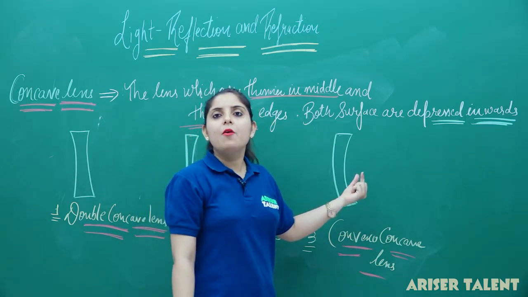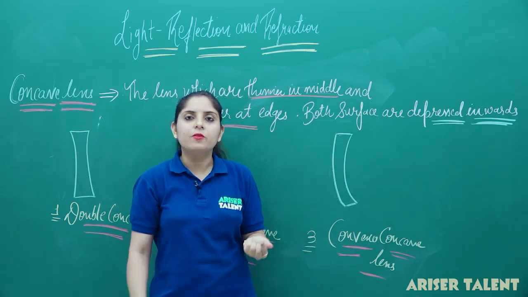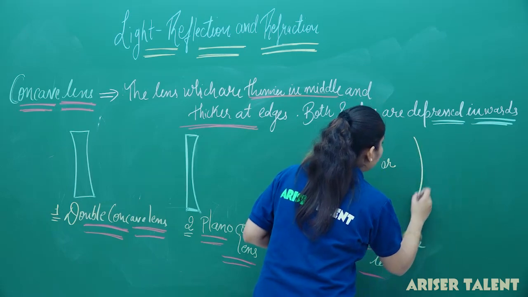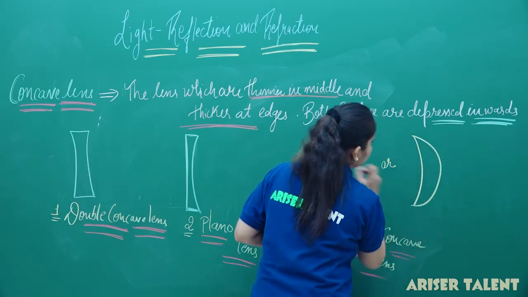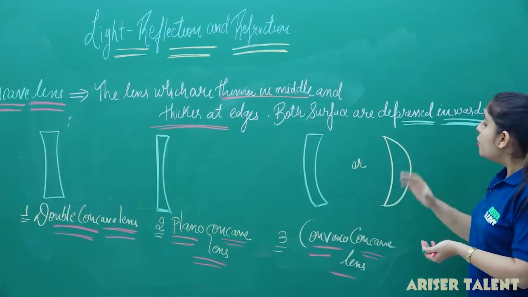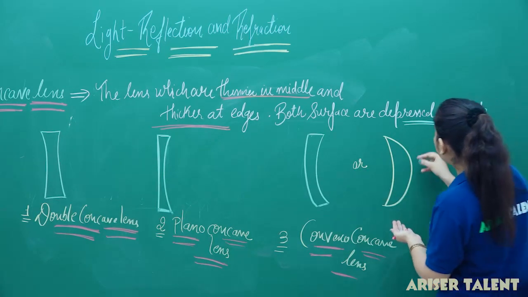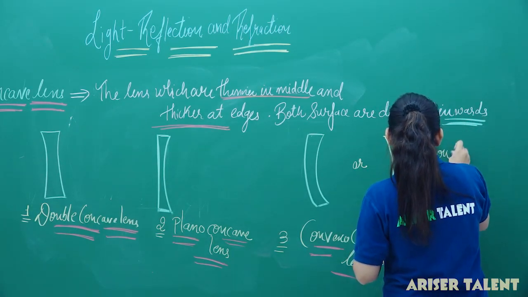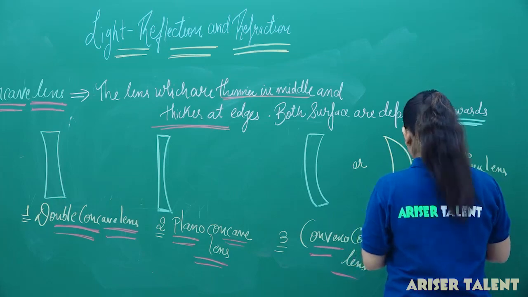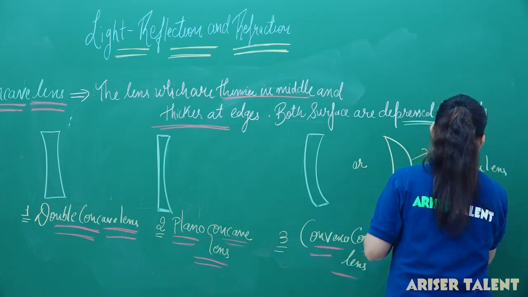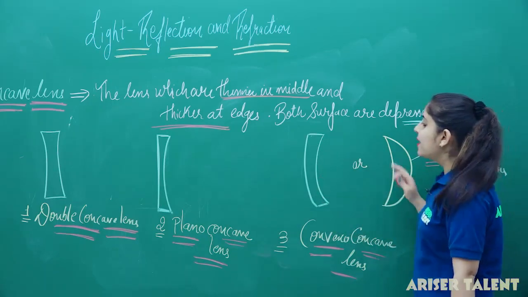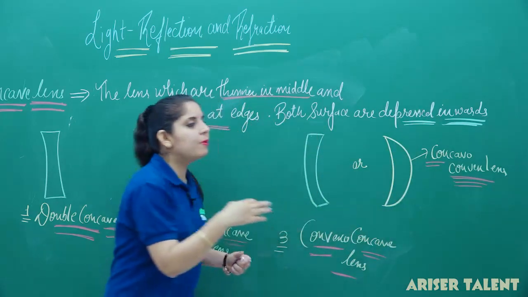In the earlier picture, we have also seen the concavo-convex lens. So what will be the diagram for that? Don't get confused between both of them. It will be drawn like this. One surface is bulging outwards and the other one is depressed inwards. So it will be our concavo-convex lens. So this will be our convexo-concave and this will be our concavo-convex. Just see both the diagrams and try to differentiate between them.